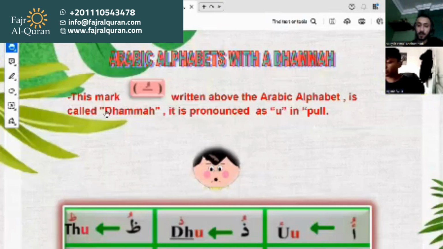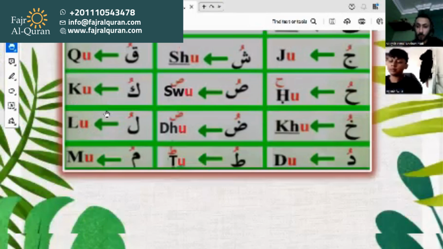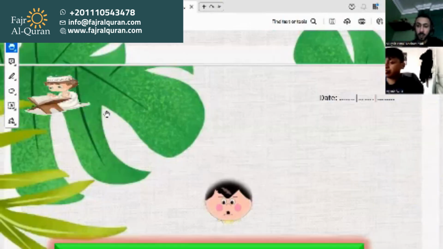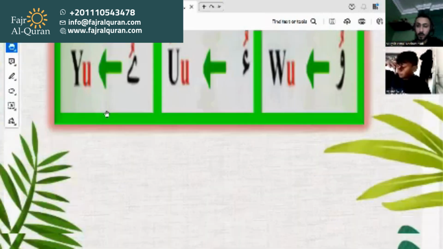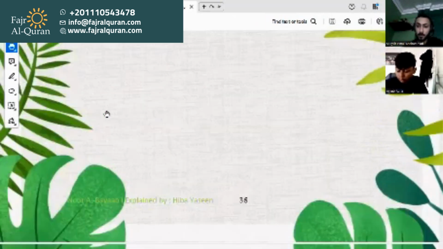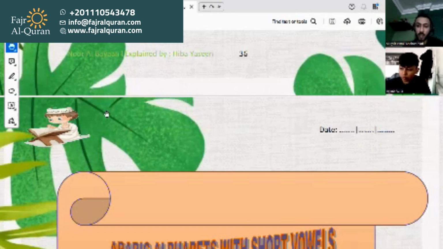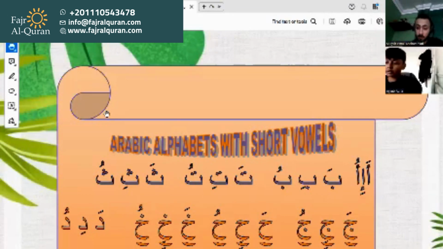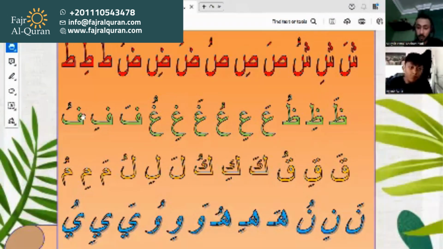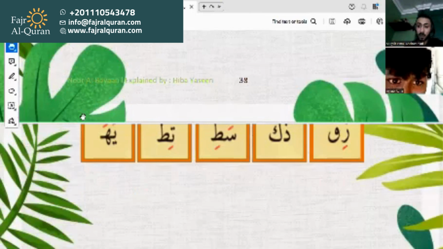Let's jump to the 3rd vowel, which is dhamma, the one that comes on top, right? Could you look at the screen board? The 3rd one comes on top, and whenever you find it coming on top, the one that looks like wow but is too tiny, you're going to add the sound U, right? Great.